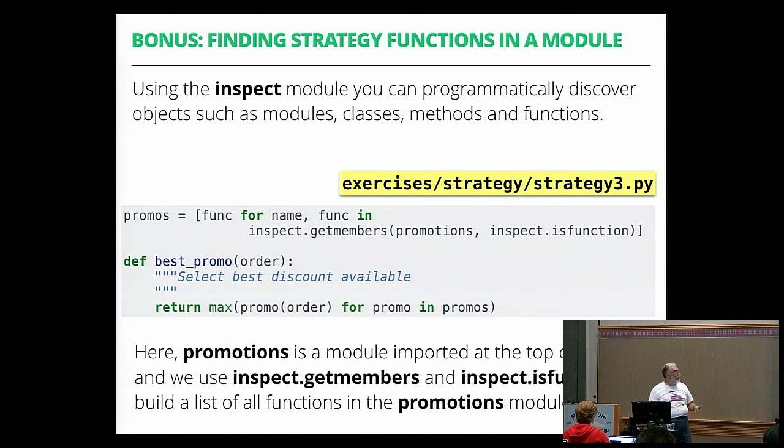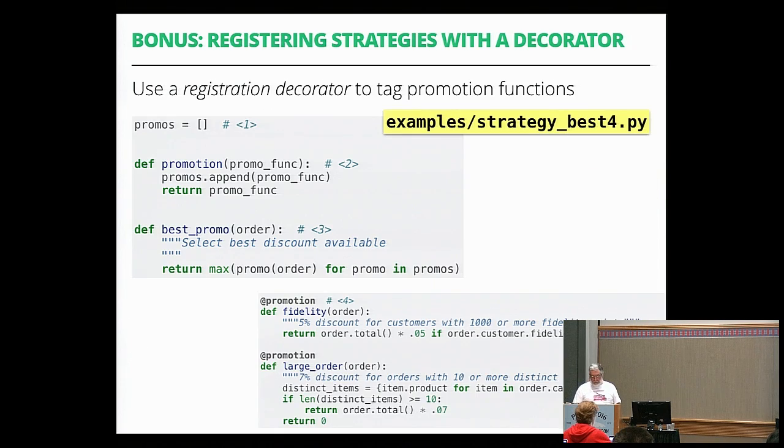Okay, so the whole point here is really to create this list, right? The implementation of best promo didn't change a bit. It's just creating this list that is different. Okay, another option is to use a registration decorator. Okay? And so, how does that work?